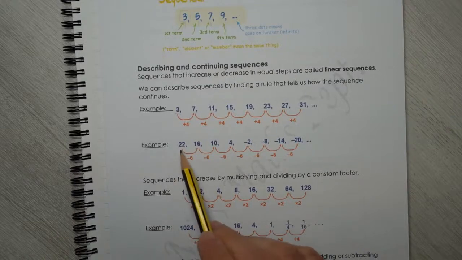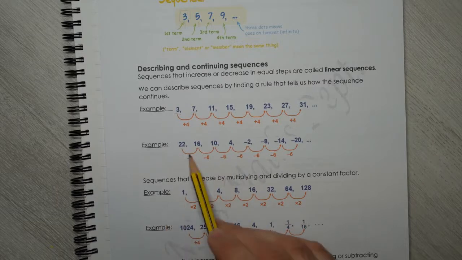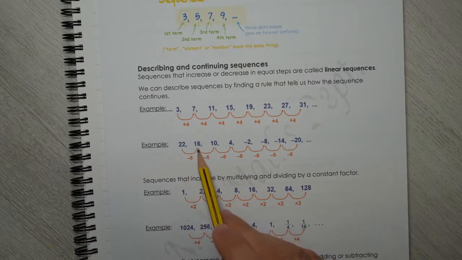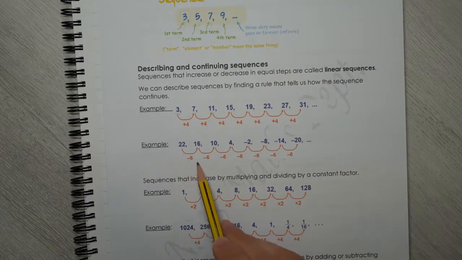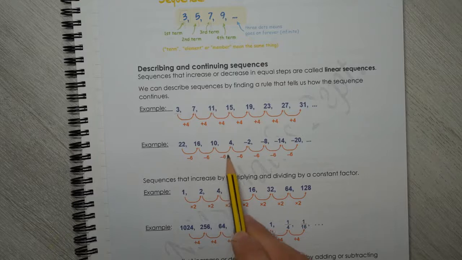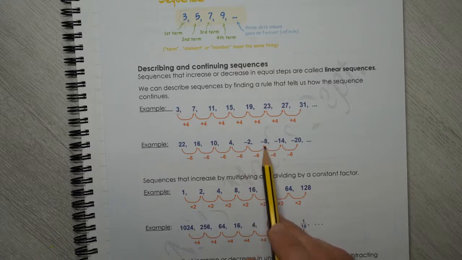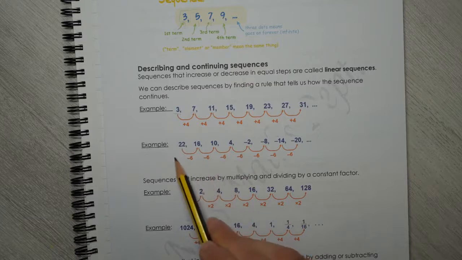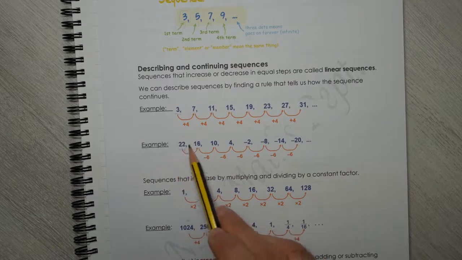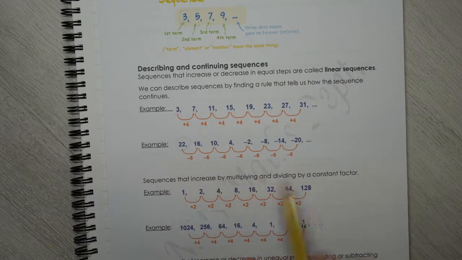Second example, we have 22, 16, 10, 4, etc. Now, if we find the difference between the two numbers, we know that we are subtracting 6 each time. So 22 minus 6 is 16, 16 minus 6 is 10, 10 minus 6 is 4, 4 minus 6 is minus 2, minus 2 minus 6, minus 8, and so on. In this type of sequence, we have started from 22, so the first term of the sequence is 22, and each time we are subtracting 6.